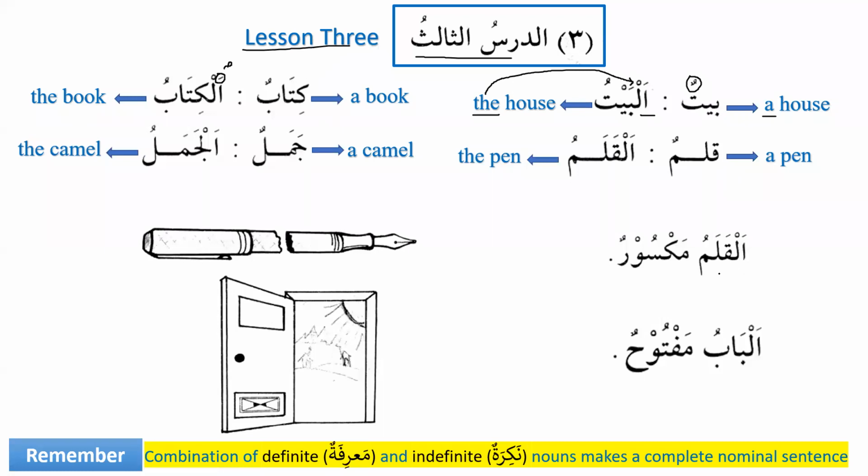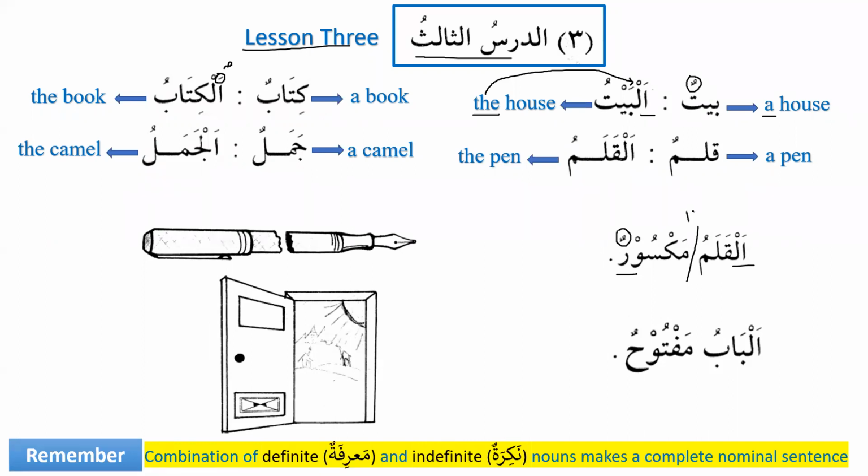Now, what do we have? We have al-qalamu maksurun. So we have a combination of two nouns. What kind of nouns are those? Are both of them proper nouns or common nouns, definite or indefinite, or is there any difference? We can see that the first one is a definite noun because it has al with it. And the second one is indefinite. It's a common noun because it does not have al and it ends with tanween. And what happens when we have a combination of a definite noun and an indefinite noun? It becomes a complete sentence.